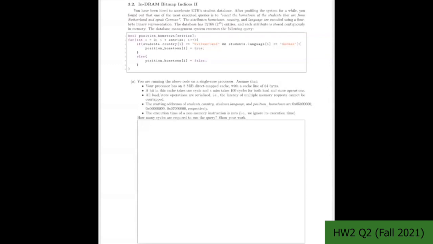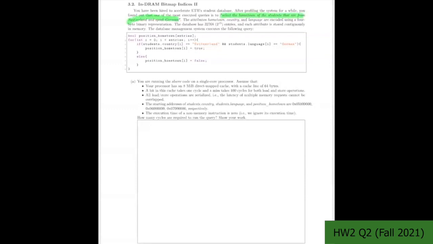The question statement says that you're going to design a database, and you profile the system, and then you figure out that one of the most executed queries is this one: select the hometown of students who are from Switzerland and speak German.